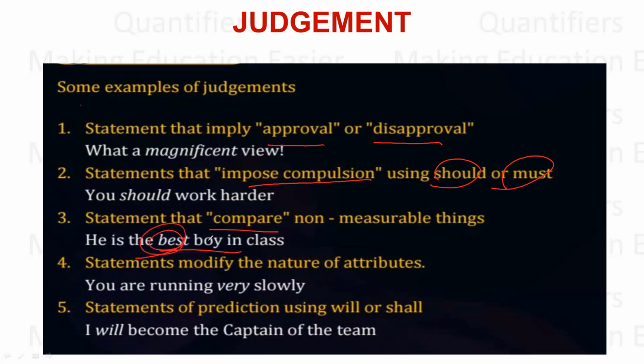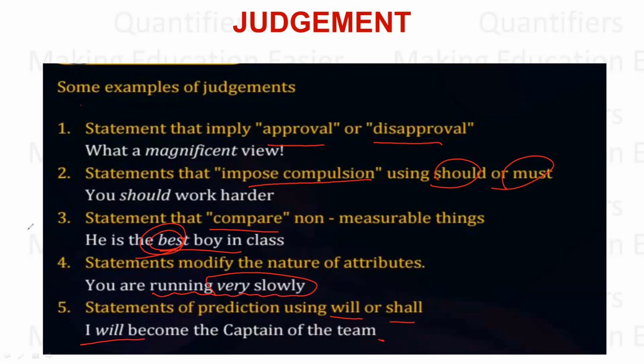So "best" is subjective, because somebody may not like him. Okay, so statements modify the nature of attributes. You are running very slowly. So adjectives, adverbs, I already told you. Statement of prediction using will or shall: I will become, I shall become the captain of the team. So this is an opinion about a particular person, right?